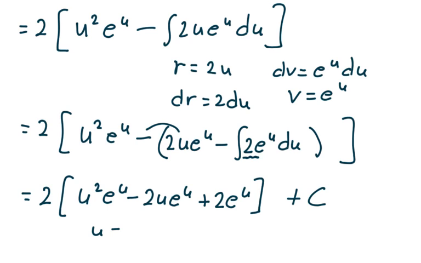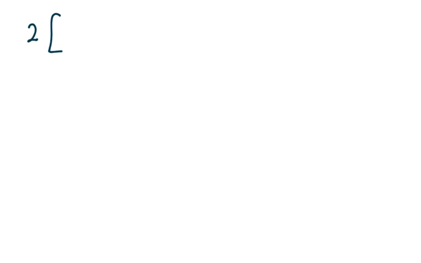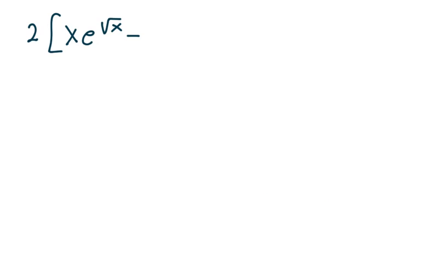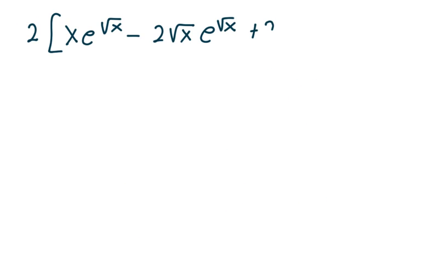But u in the beginning was square root of x. So this is 2 times x e to the root x. And then I get 2 root x e to the root x plus 2e to the root x plus c.